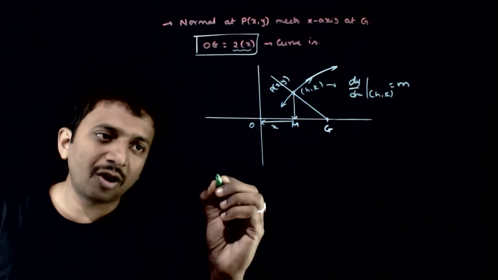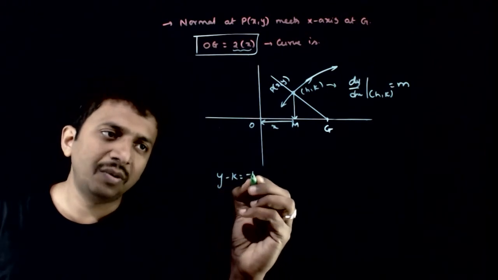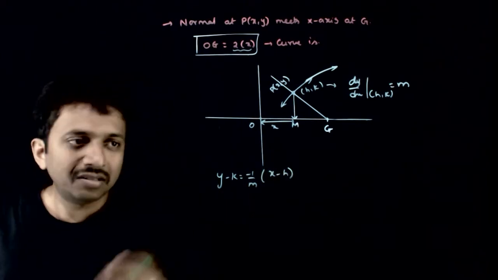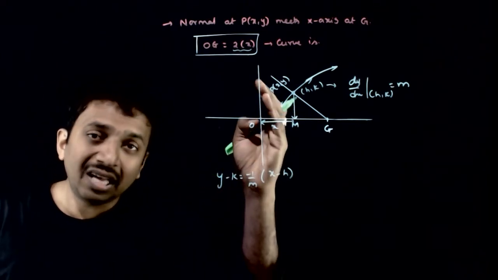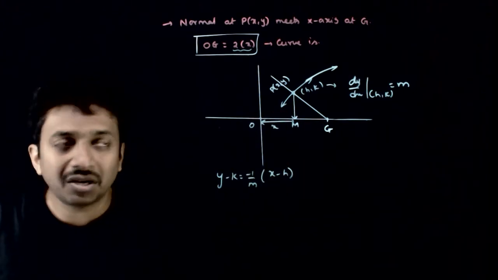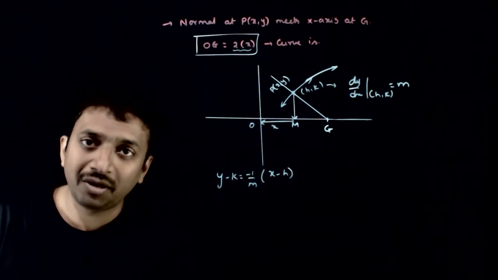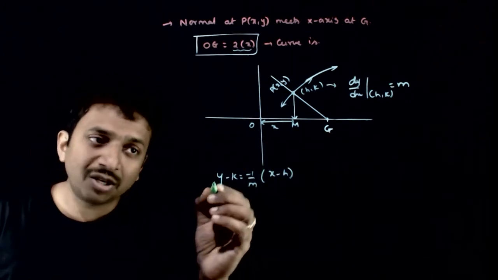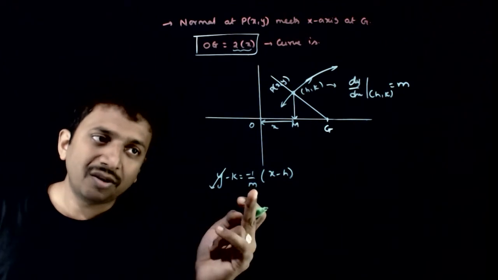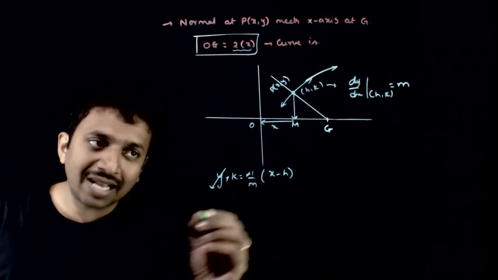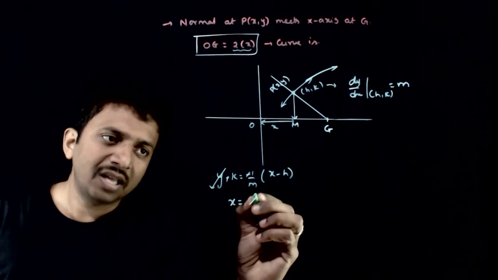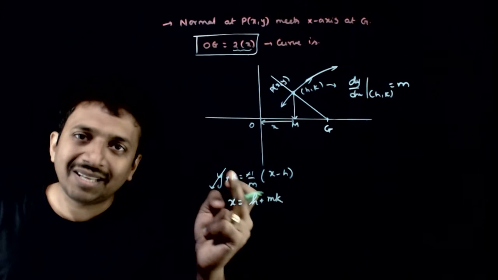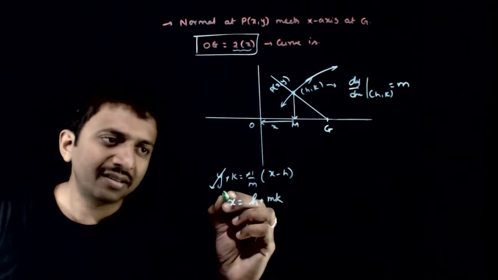So what is the equation of normal? y minus k is equal to minus 1 by m times x minus h. This is the equation of the normal. Now once you have the equation of normal, you need the x-intercept of this normal. To find the x-intercept, you just need to put y equal to 0. If you take y equal to 0, the minus and minus get cancelled. So x will be equal to h plus mk.